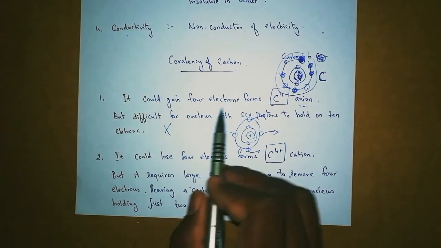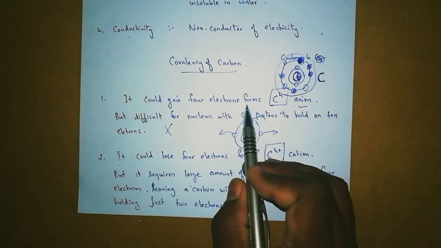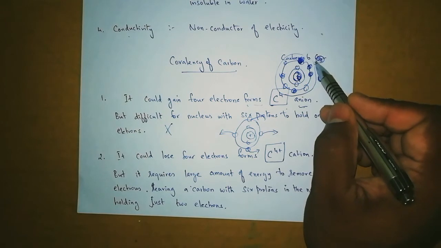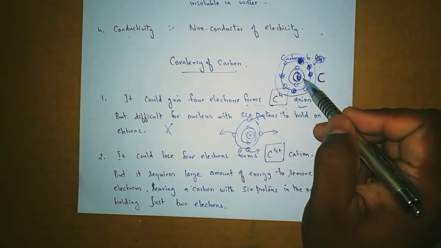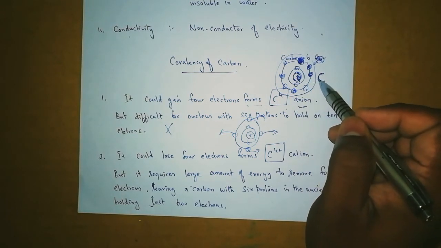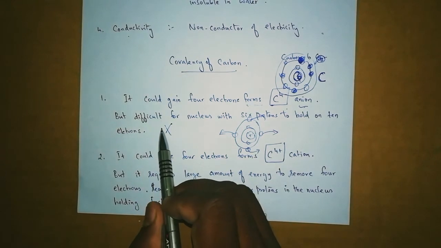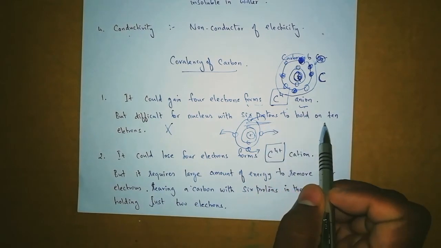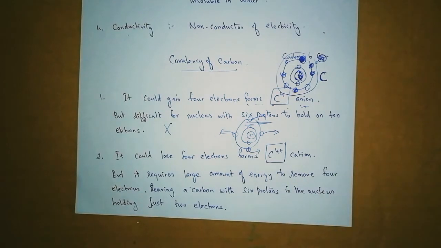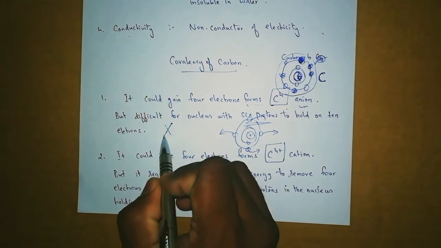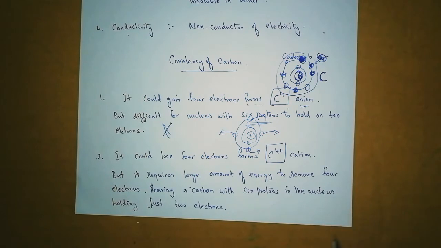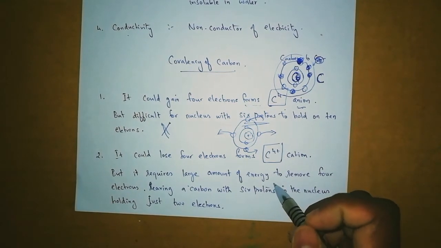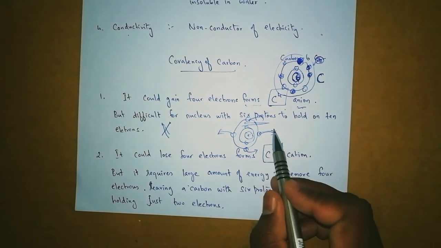I repeat once again. It could gain 4 electrons and form a C4 minus anion, but it is difficult for a nucleus with 6 protons to hold on to 10 electrons. That is why it's not possible. What is the other case? It needs to lose those 4 electrons. Is it possible that we can lose those 4 electrons?